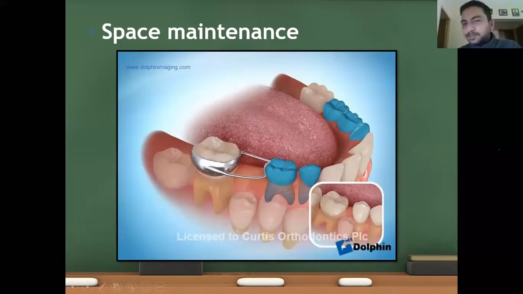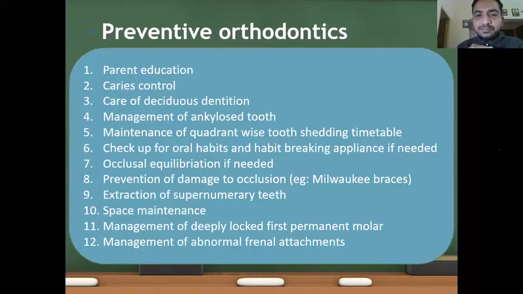Is it clear? So giving a space maintainer is another preventive interceptive procedure. These are the things that we discussed in today's class. These are the ways how we can prevent malocclusion from happening.